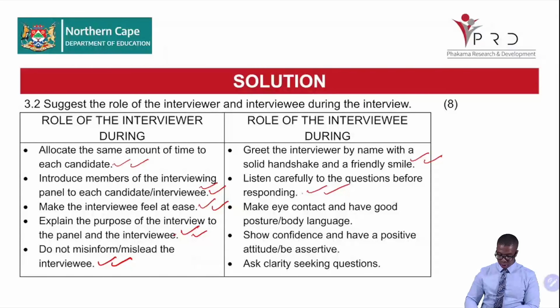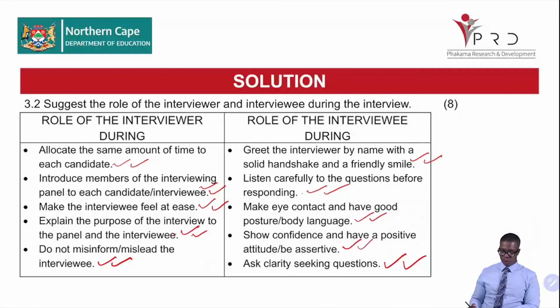Number 3 is to what? Respond, make eye contact, and do what? Have a good body posture or body language. Then number 4, show confidence and have a positive attitude. And then another one is to ask for clarity, seeking questions.